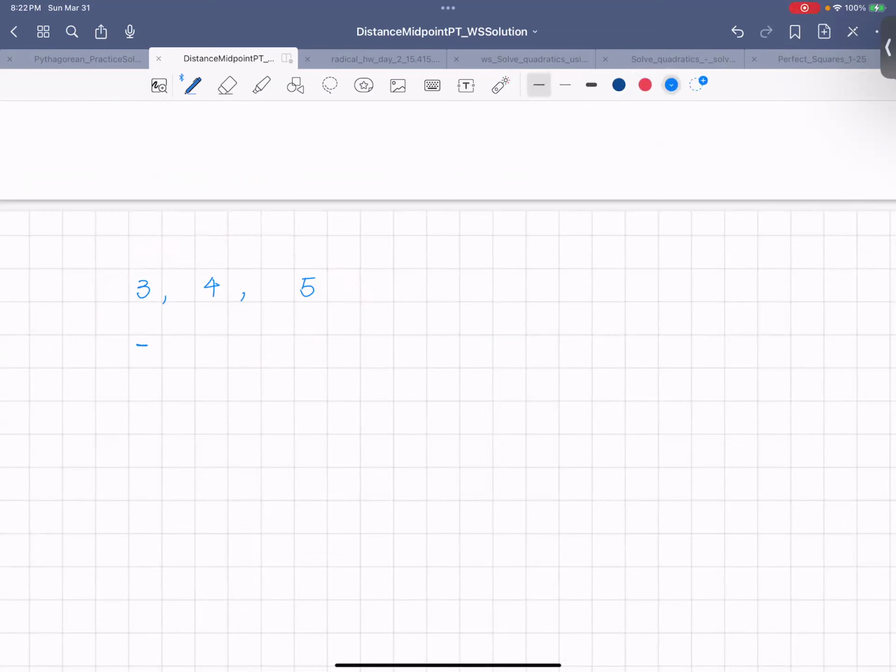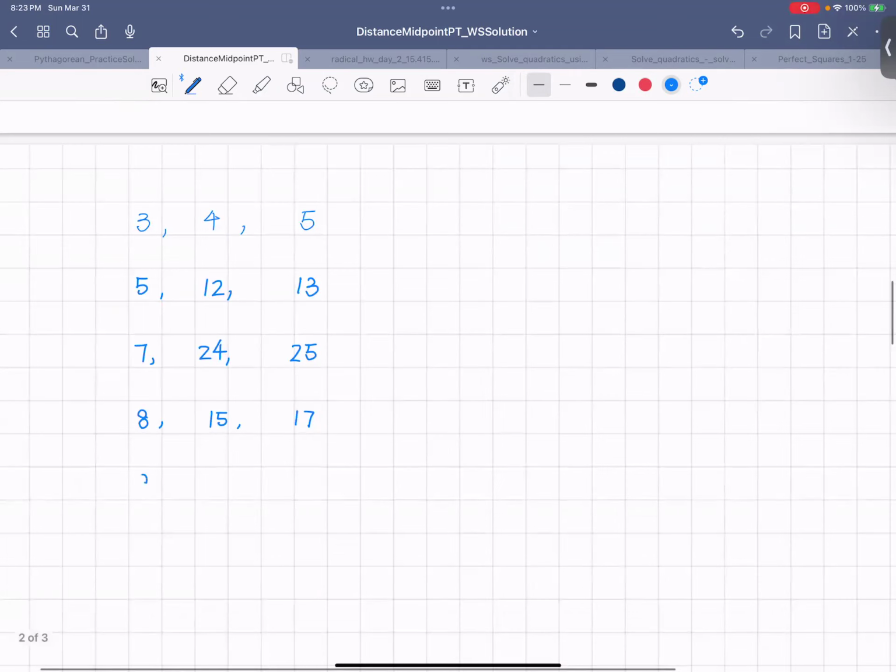3, 4, 5, 5, 12, 13. Go ahead, write down these numbers. 7, 24, 25. Write this down on your paper. 8, 15, 17, 9, 40, and 41.